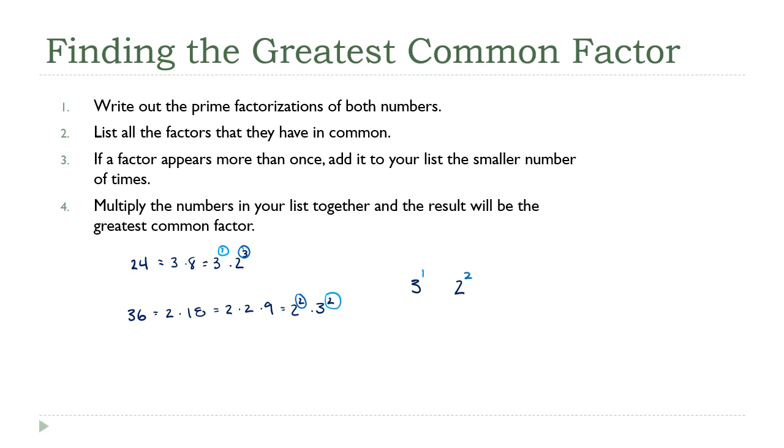And now we're really done. Just multiply this expression out. 3 to the first is 3. 2 squared is 4. 3 times 4 is 12. And there's our greatest common factor.